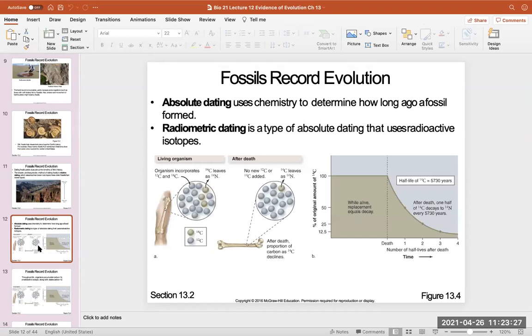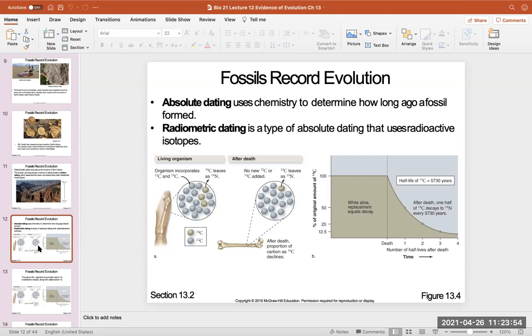Okay, so this is absolute dating and radiometric dating. Absolute dating is a form of radiometric dating, or radiometric dating is a type of absolute dating. This is when you exactly date it. This is called radioactive dating. Do you guys know how to do this? There was a question on the study guide for this as well.